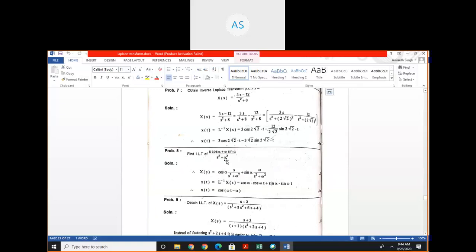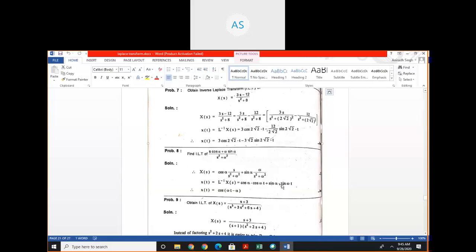So we can write 3 cos 2 under root 2 multiplied by t, and this is the form of sine omega t if we multiply and divide by 2 under root 2. So we can write 12 divided by 2 under root 2 sine 2 under root 2 multiplied by t. So we get the value of x of t.